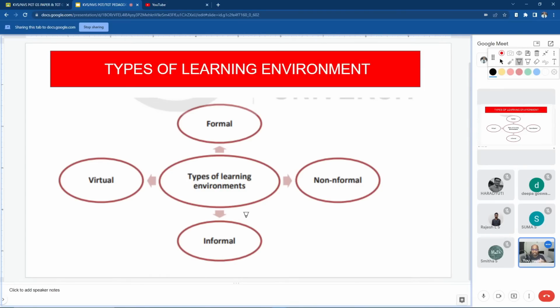Now, types of learning environment. How can we make the students learn? It is not only in the formal way, there are different manners. Let us go with the types of learning environments: formal environment, informal environment, virtual environment, non-formal environment. Whatever you are learning now is a virtual environment. There is no school, no institution, no bench, no chair, nothing. But we are all learning here. It is a virtual environment we have created.